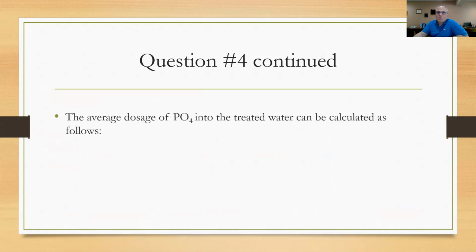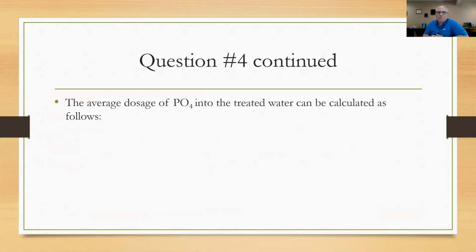Now they asked another question, so we'll continue with that. So the average dose of phosphate in the water can be calculated as follows. Milligrams per liter equals 138.1 pounds per day divided by the flow rate of 7.49 million gallons per day. I'm coming up with 18.5 pounds per million gallons phosphoric acid.